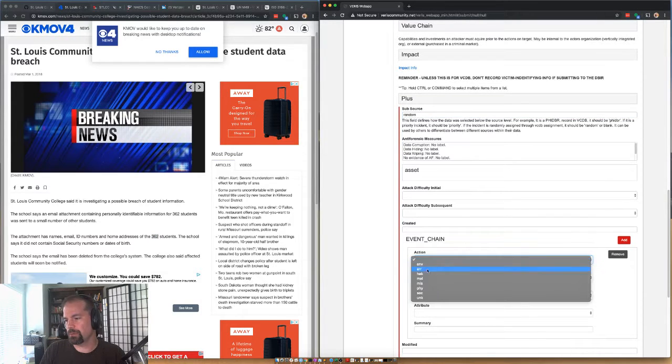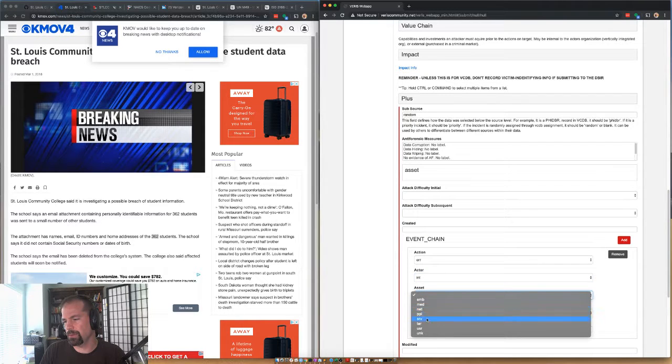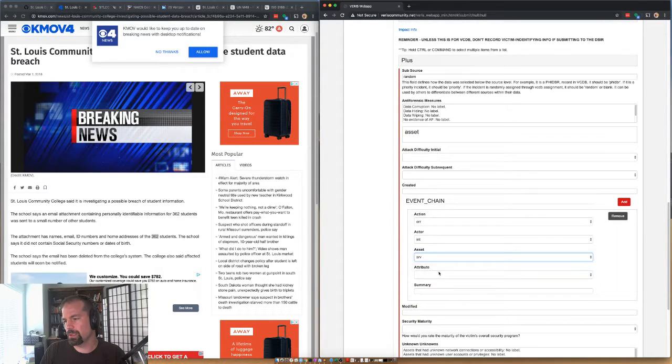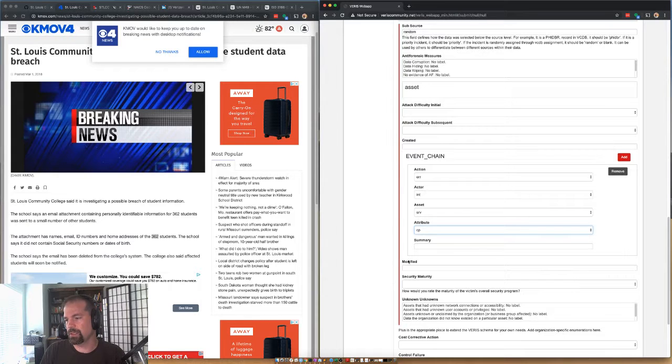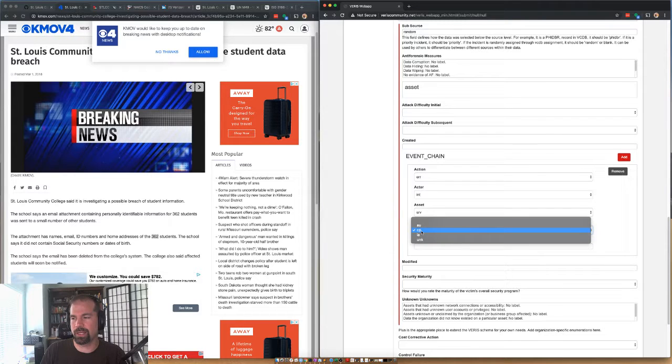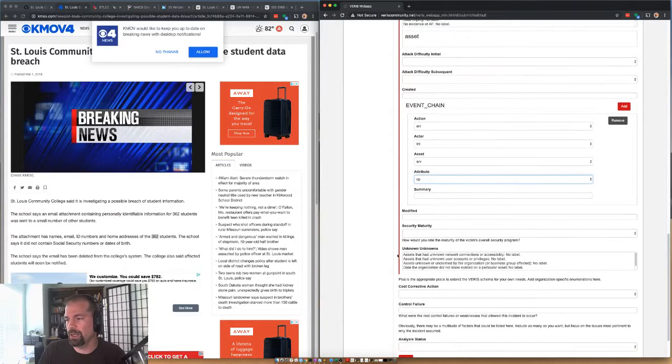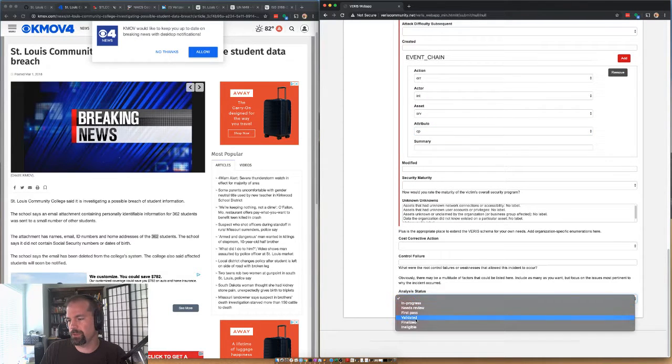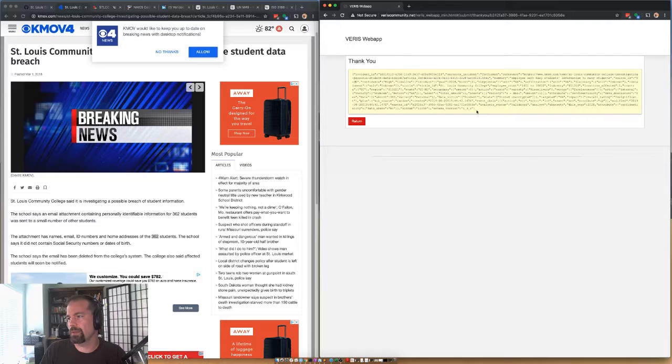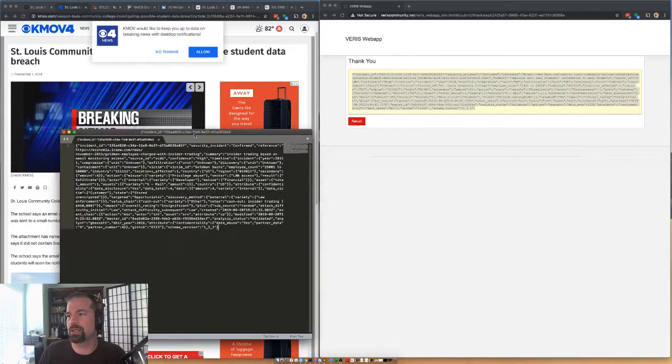Event chain, very easy. An error, actor internal, asset, a mail server, attribute confidentiality. And by the way, don't ask why these are availability is AU, confidentiality is CP, and integrity is IA. It was like that when I got here. And then what's this? We'll put this as validated. Save it. By the way, if you made any errors and didn't fill in a field that is required, you would get an error here telling you what you needed to fill in.